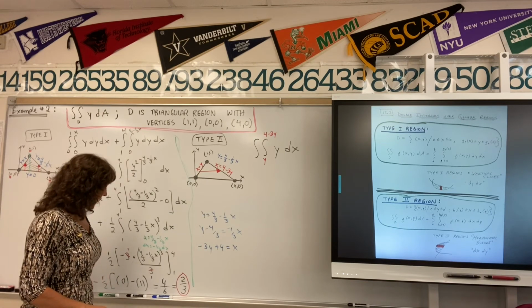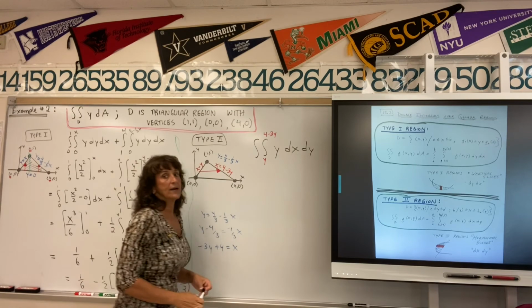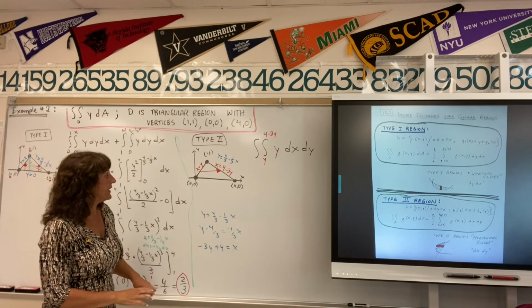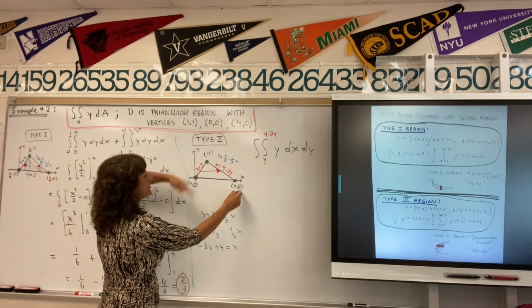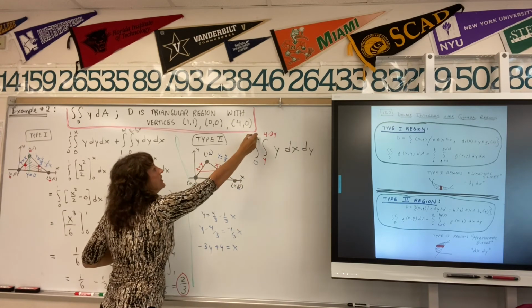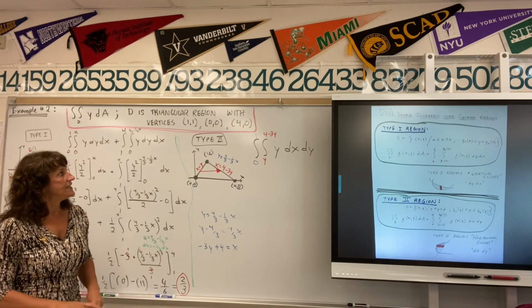Now what about the outside bounds, the dy? Well, dy means we want the vertical representation of the bounds. So where are the y's going? The y's are going from 0 to 1, so 0 to 1 for the outside bounds. Here's how you would write it, type 2.